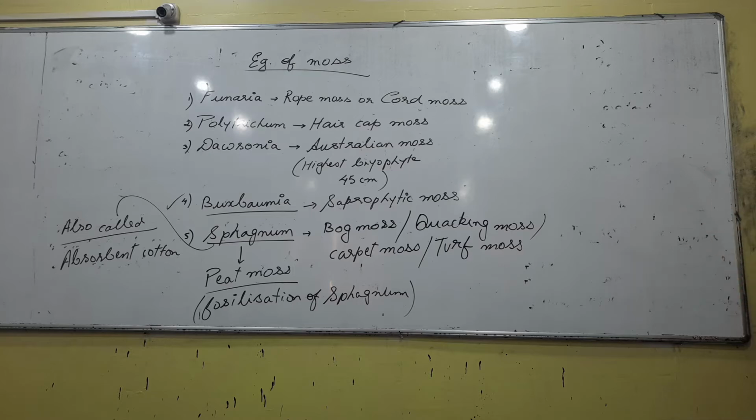Out of this, Sphagnum is important, and next is saprophytic moss. Many questions have been asked about saprophytic moss because we know mosses are photosynthetic in nature. But what does saprophytic mean? Non-photosynthetic. So we have an exception, and the question is asked about the exception. Give an example of a saprophytic moss. So what is the saprophytic moss? Buxbaumia.